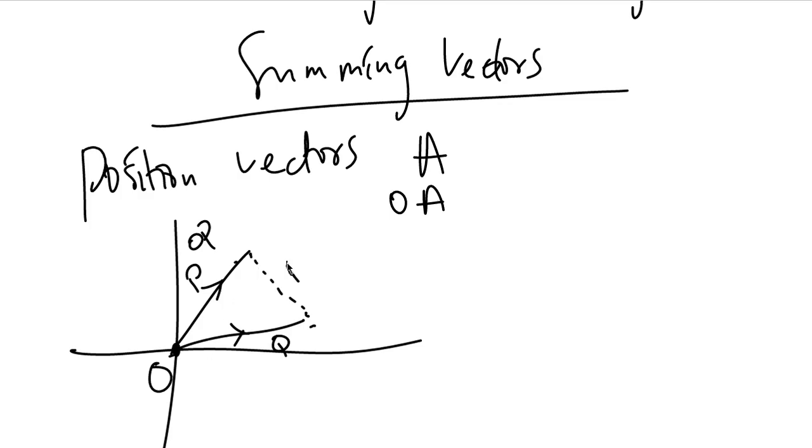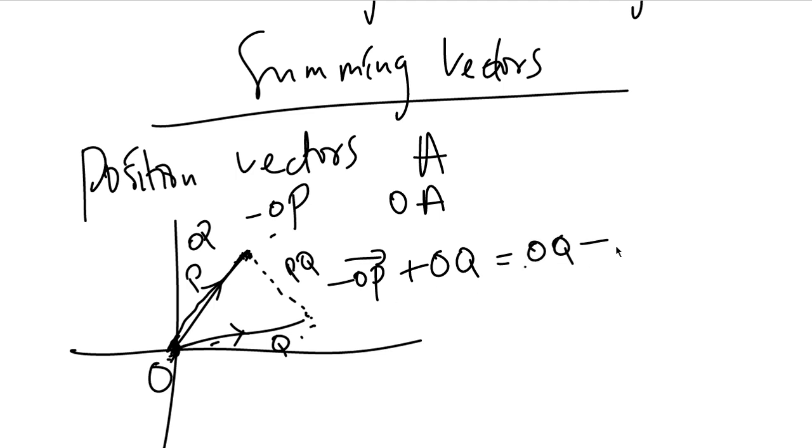So if we want to get PQ, what are we going to have? We're going to have negative OP, because if we want PQ, it has to go this way, from P to O, and then from O to Q. P is right from the origin down, that's the P vector. But we need PQ, so that's negative OP, from P to O, and then plus OQ gives us PQ. That's going to be OQ negative OP.